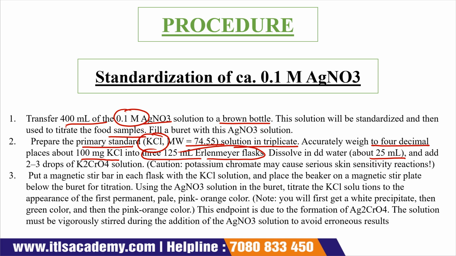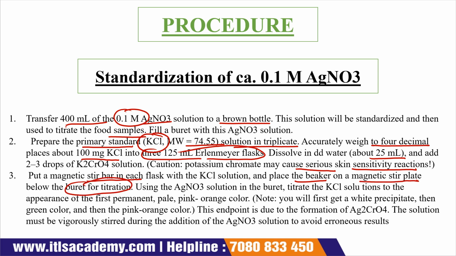Then after that, we add K2CrO4 solution. It is potassium chromate, 2 to 3 drops. And when we add this potassium chromate, we have to take care, because potassium chromate may cause a serious skin sensitivity reaction. Then we put in a magnetic stir bar, okay, and place the flask on a magnetic stir plate and below the burette for titration.